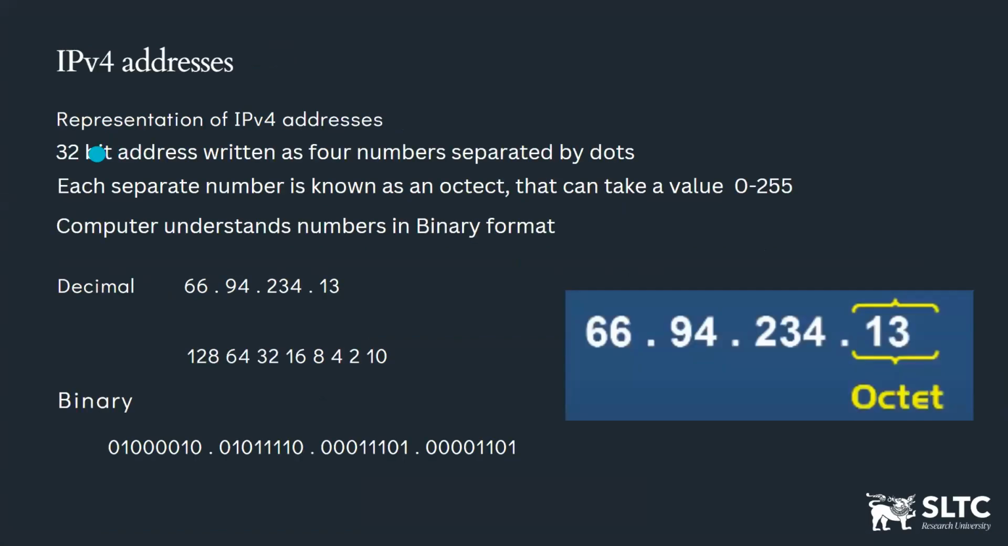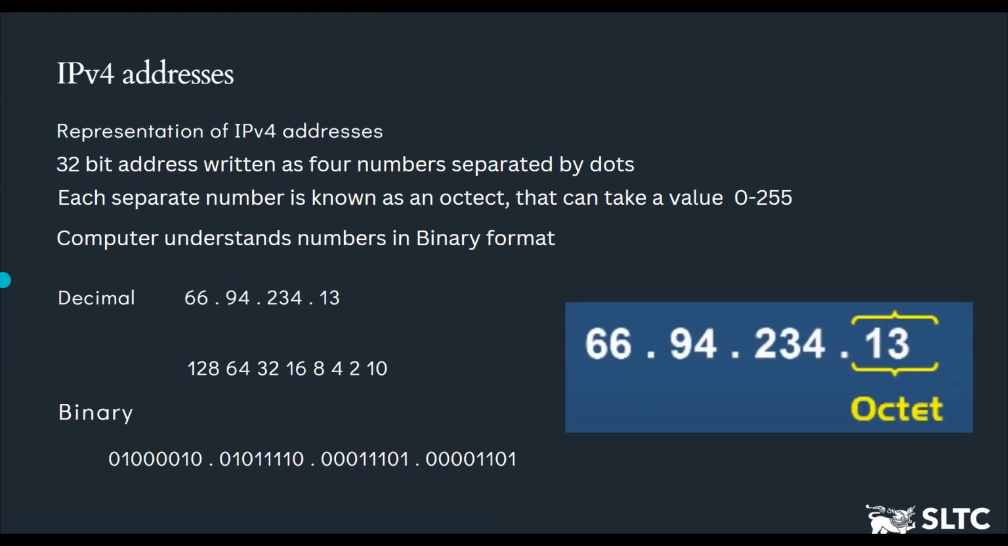So we have the IPv4 address. It is a 32-bit address, right? 32-bit means in binary format. In the IPv4 addressing scheme, we have 4 numbers. Each of these 4 numbers can be represented as 8 bits. So 8 bits, 8 bits, 8 bits, and 8 bits, we have 32 bits. And then they are separated using a dot. Each separated number we call an octet.